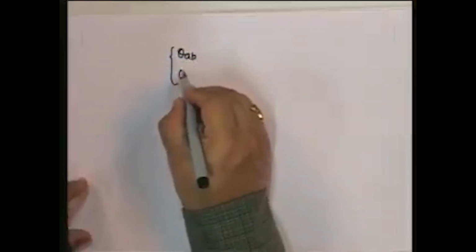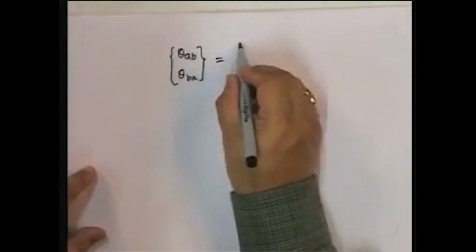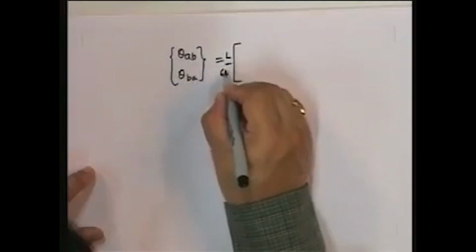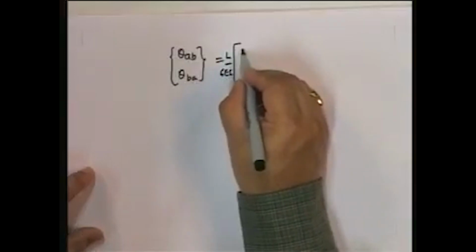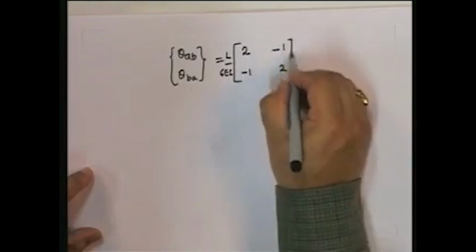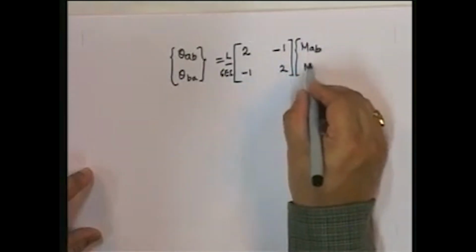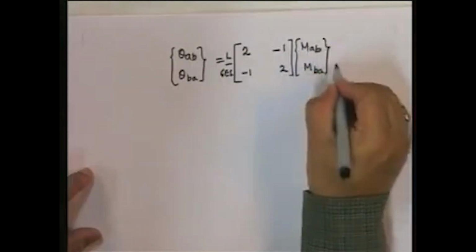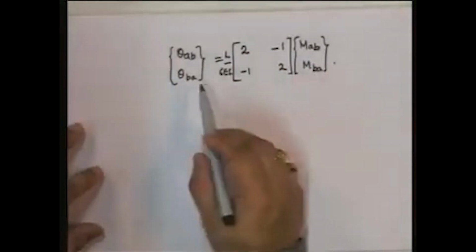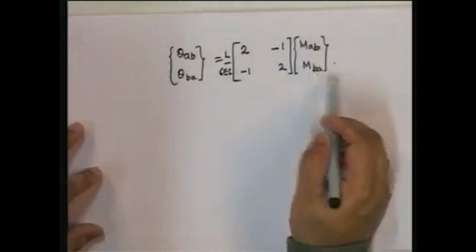Theta AB and theta BA are equal to, I'm going to now take L upon 6 EI outside, so that this becomes the matrix 2, minus 1, minus 1, 2, into MAB, MBA. This is equally valid, because this is what I have got from the previous case. Now instead of writing theta AB and theta BA in terms of MAB and MBA, I am going to write down MAB and MBA in terms of theta AB.